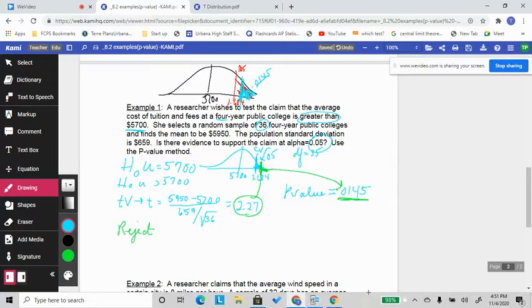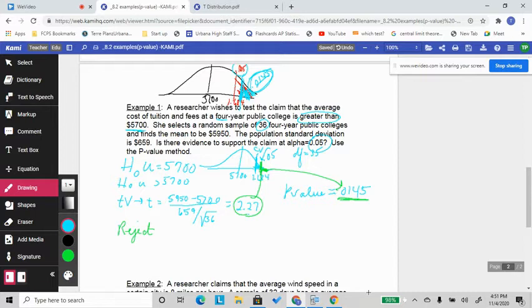So this is just another way. You're not going to get a different answer. This is just another method of looking at whether you're going to reject or not. So since this area is less than this area, you have to be further out in the curve. So you have to reject. So if your p-value is less than your alpha, then you reject. Okay, so two ways to do a problem now.